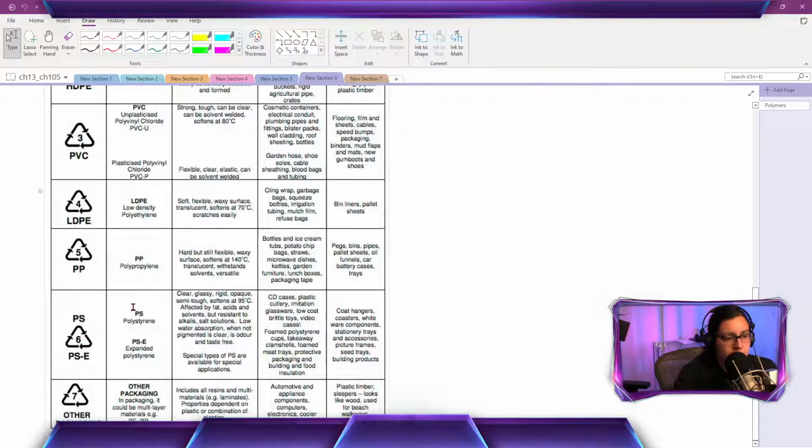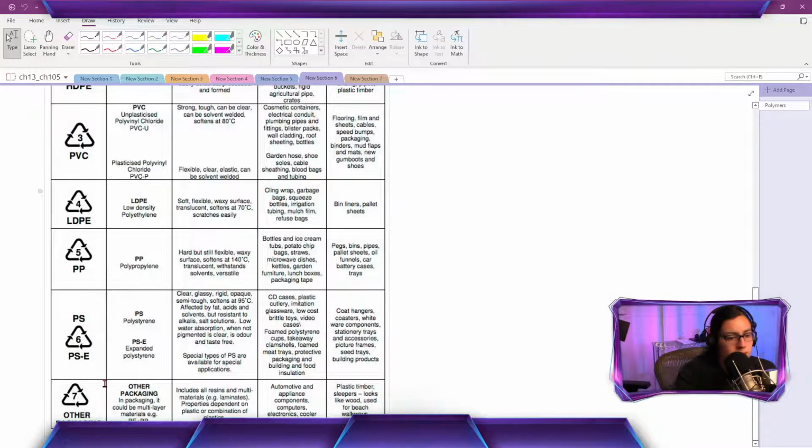And then polystyrene. The polystyrene is actually kind of difficult to recycle. That's why it's down here at the bottom. So polystyrene, we have CD cases, plastic cutlery, and the foam polystyrene. So those are kind of nasty. People have tried to move away from these since they're, again, more difficult to recycle.